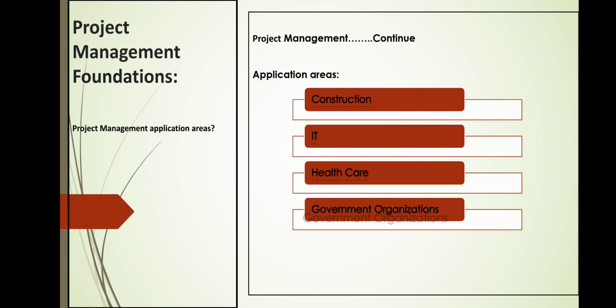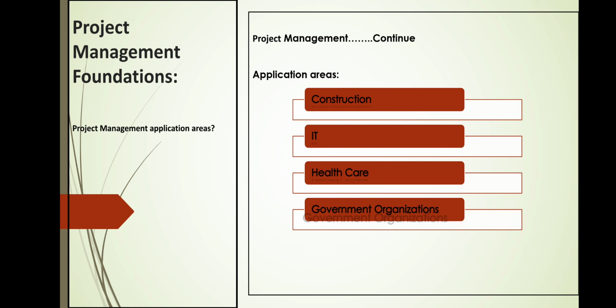So in the next slide, we will discuss application areas in project management, like what are the fields where we can implement project management. So basically, project management is widely used all over the industries. Mostly we use project management in the construction industry. For example, we want to build a house, we want to build a skyscraper, we want to build a plaza, so we use project management. This is also used in information technology, healthcare, government organizations.